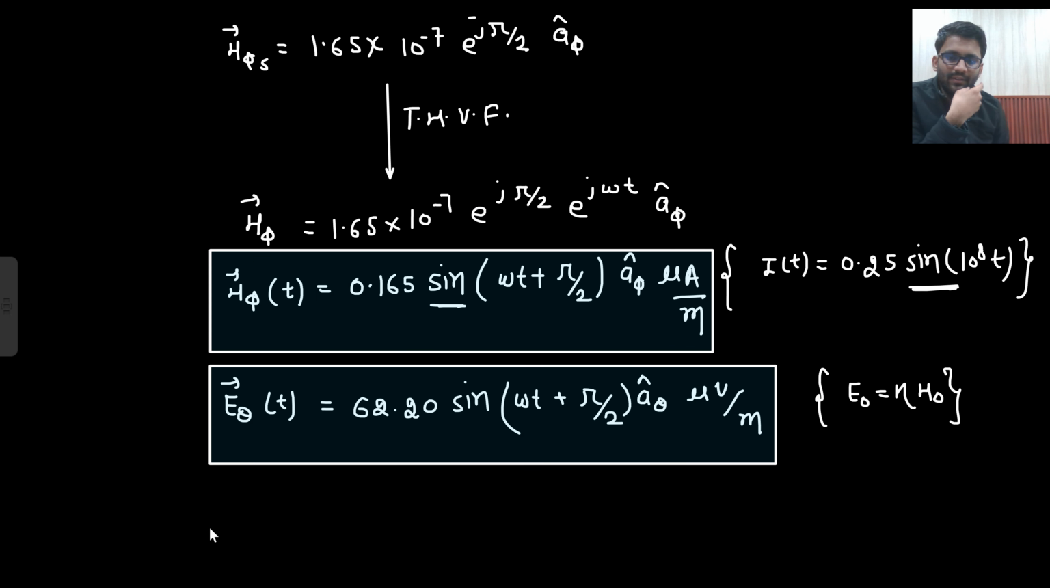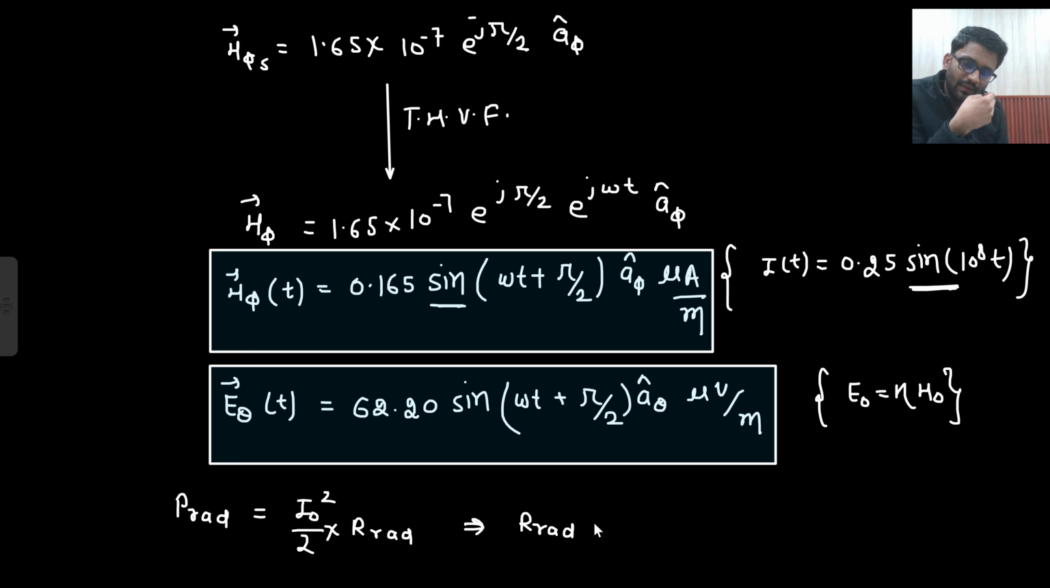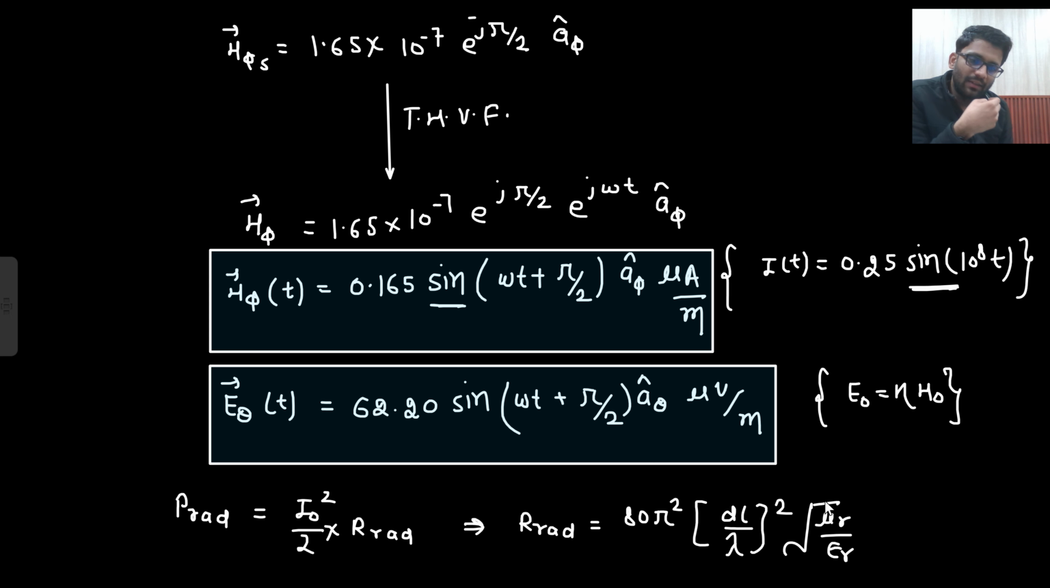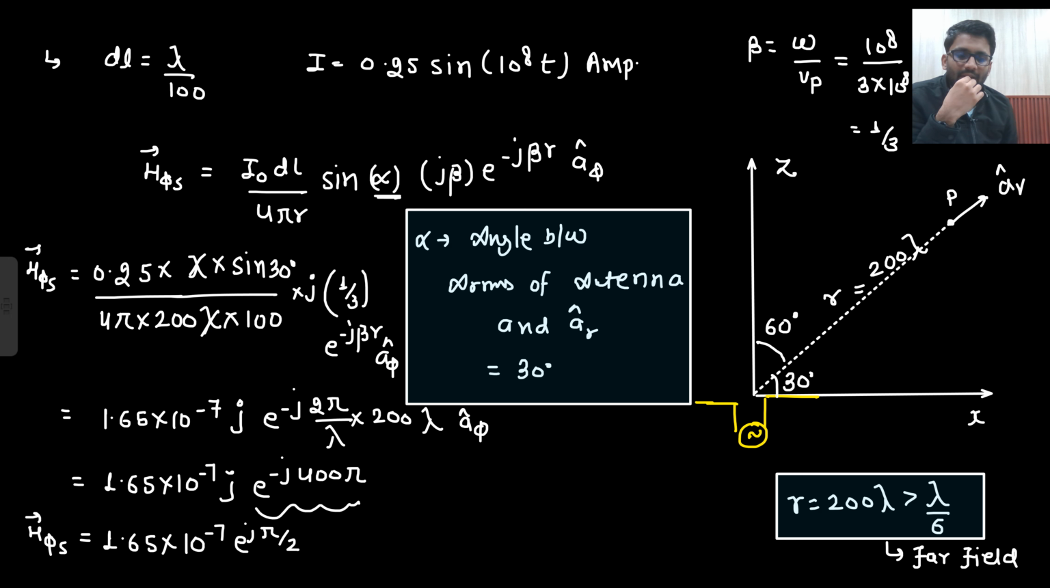Power radiated. For P radiated, what you know is that it equals I naught square by 2 into R radiated. What is the value of R radiated? R radiated is 80 pi square dl by lambda whole square under root mu r by epsilon r. These are one only. So what are you getting? R radiated equals 80 pi square. What is your dl? Lambda by 200, lambda by 100, into lambda.